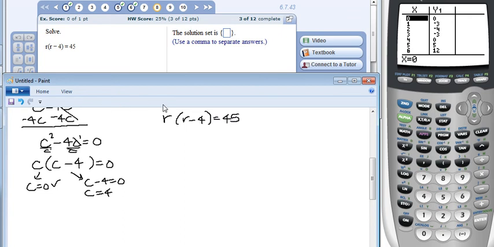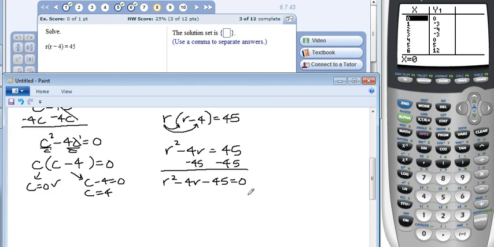Okay, I have two things multiplied. But two things multiplied equaling a number other than 0, there is no hard and fast rule. So what do I do? Well, I have to get it set to 0. So I'm going to want to distribute this on this side. It's r squared minus 4r. And then I'm going to want to subtract my 45 across for r squared minus 4r minus 45 equals 0.